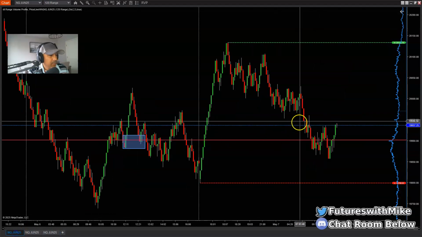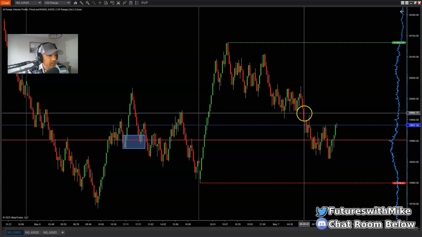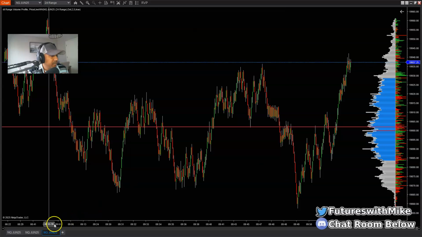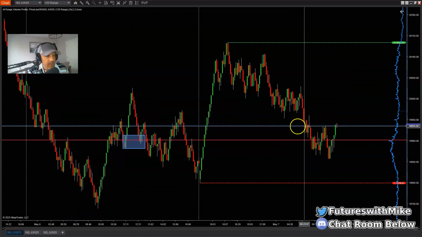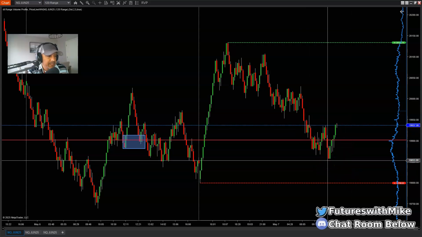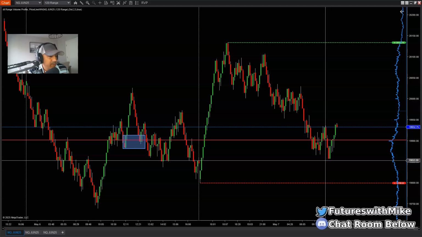So I'm looking for maybe to come up and start filling some. There's a gap here that needs to be filled back to the upside here. Now, they can reject right here and just push lower and break structure here back to the downside. So I'm just going to hold off and let the charts kind of tell me what they're going to do here.